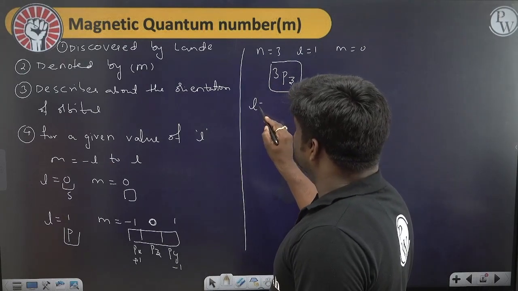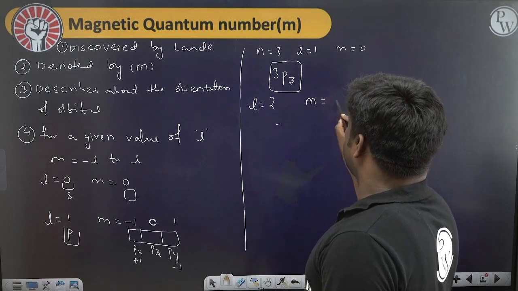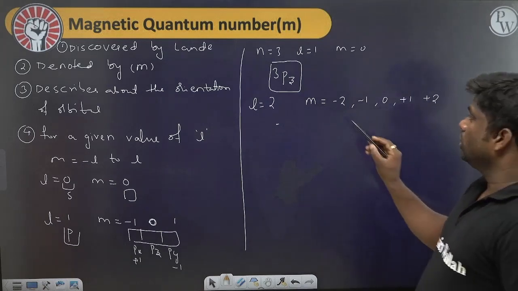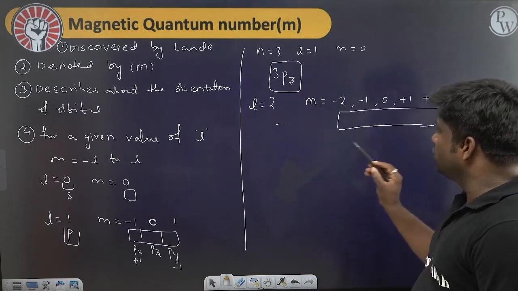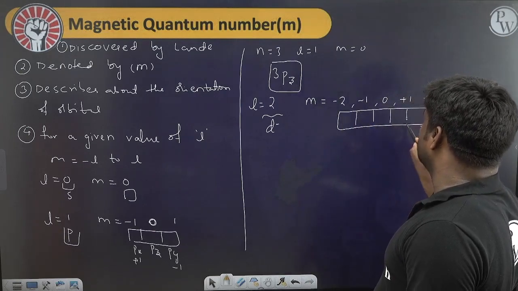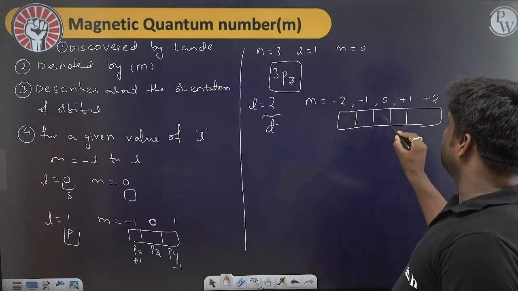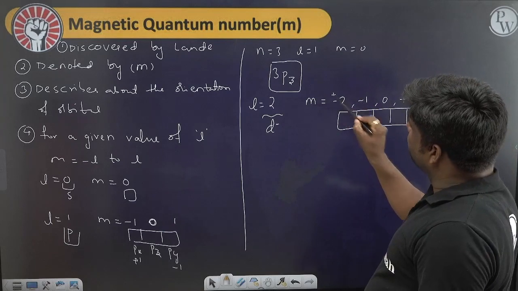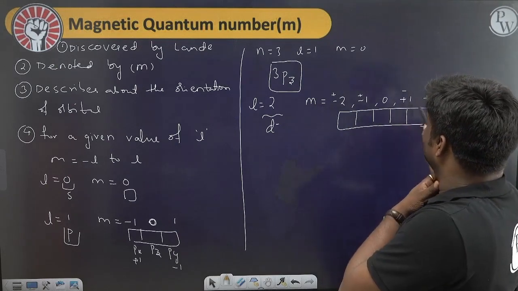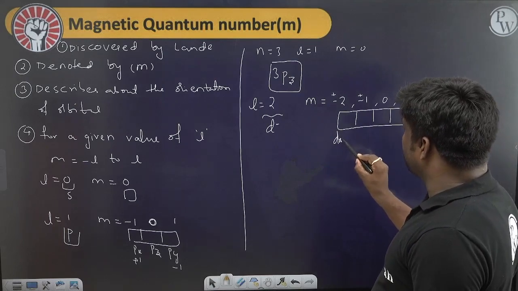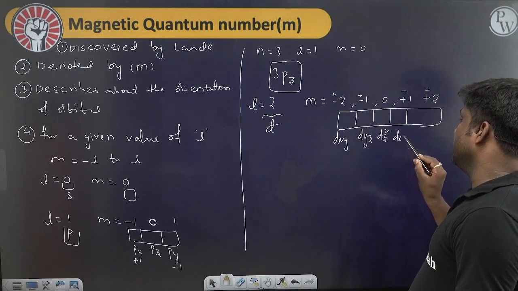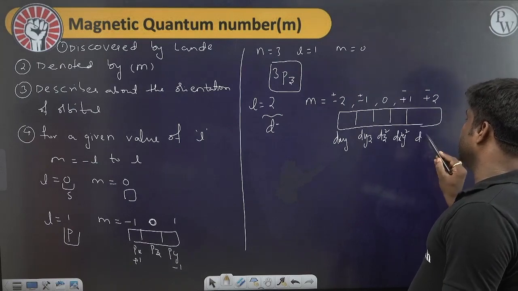Like that, if your L value is 2, your m values will be minus 2, minus 1, 0, plus 1, plus 2. Total how many values? 5 values. Why did we get 5 values? L value 2 means the d subshell, which consists of 5 orbitals: 1, 2, 3, 4, 5. You can assign minus 2, minus 1, 0, plus 1, plus 2 in any order. So these will be dxy, dyz, dz square, and dx square minus y square, and dzx.